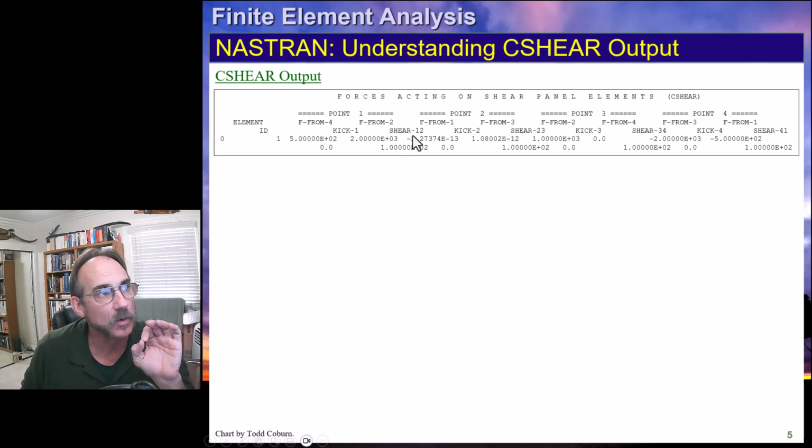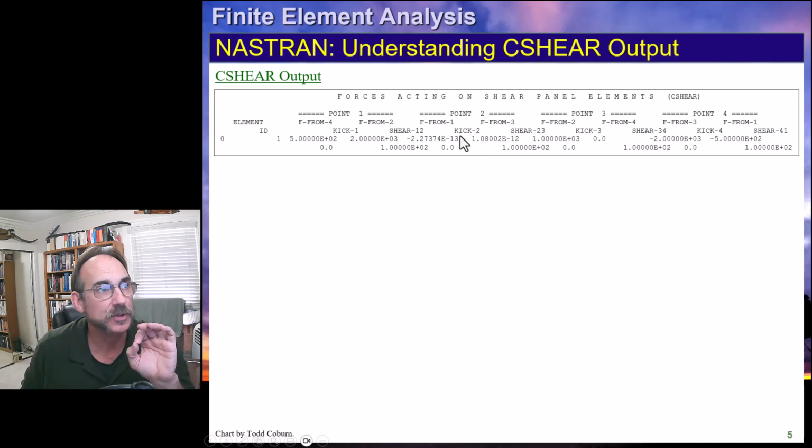And our shear flow here is between point 1 and point 2. That's why it's kind of offset here. And that's shown right down here as 100 in this particular case. So we've got 500 pounds. We've got 2,000 pounds. And we've got 100 pounds per inch.